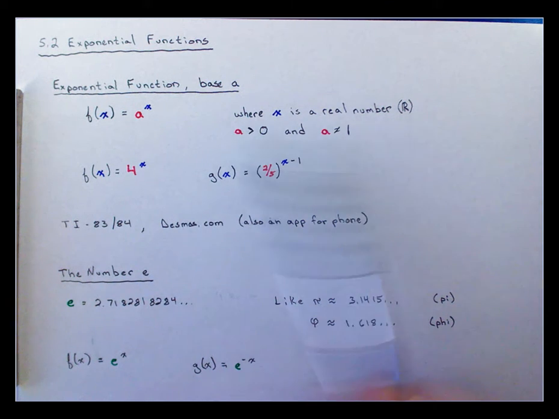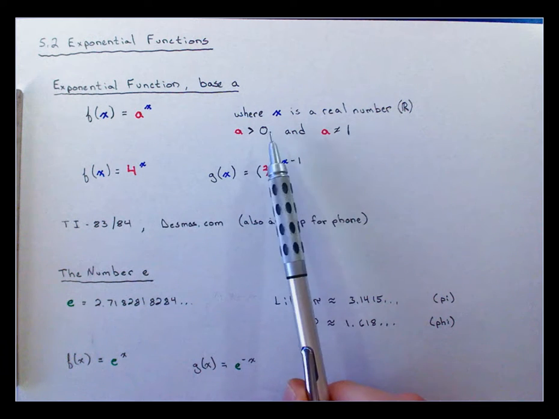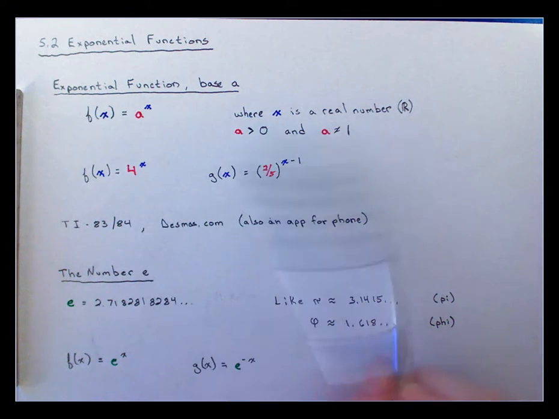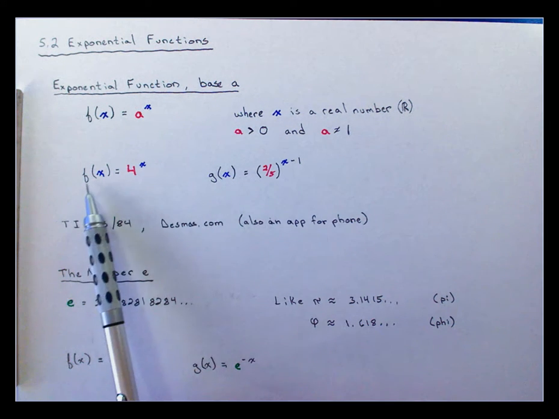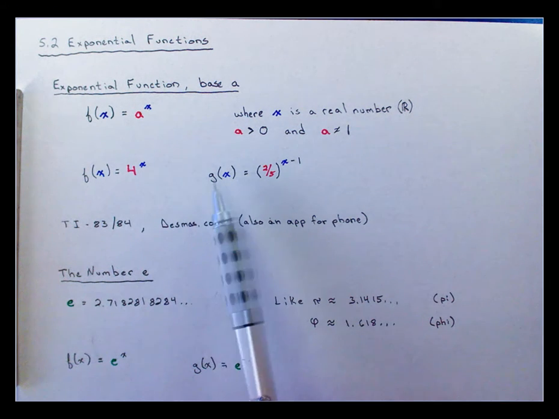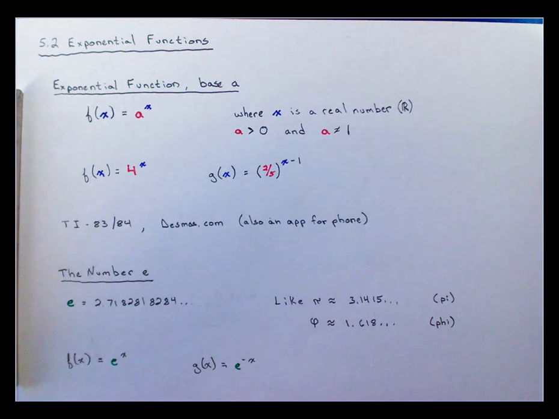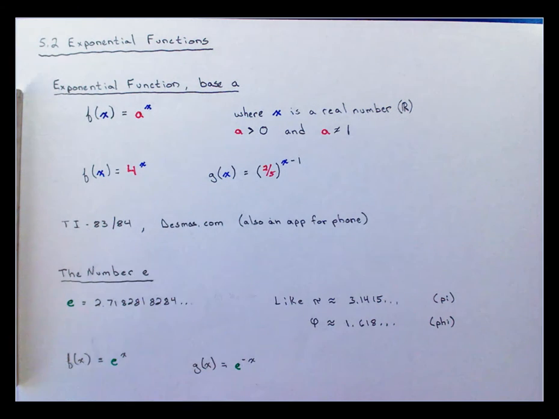And to visualize this, we're going to look at this graphically to help present that understanding. Basic exponential functions can look like this. f of x equals 4 to the x power. g of x equals 2/5 to the x minus 1. A variety of things that we can have. The main thing to note is that my variable is my exponential power.